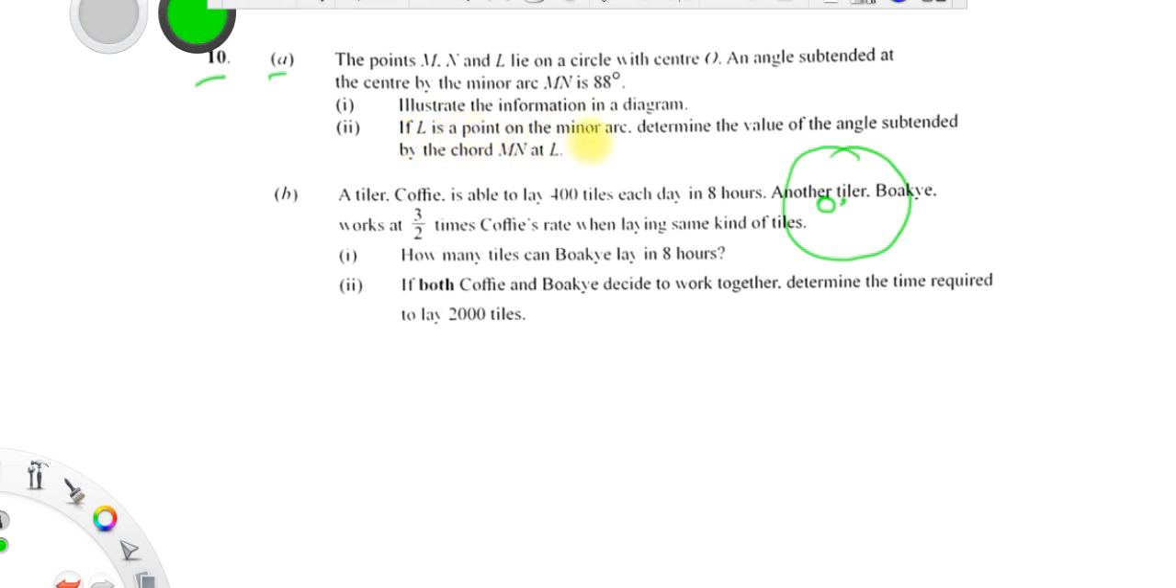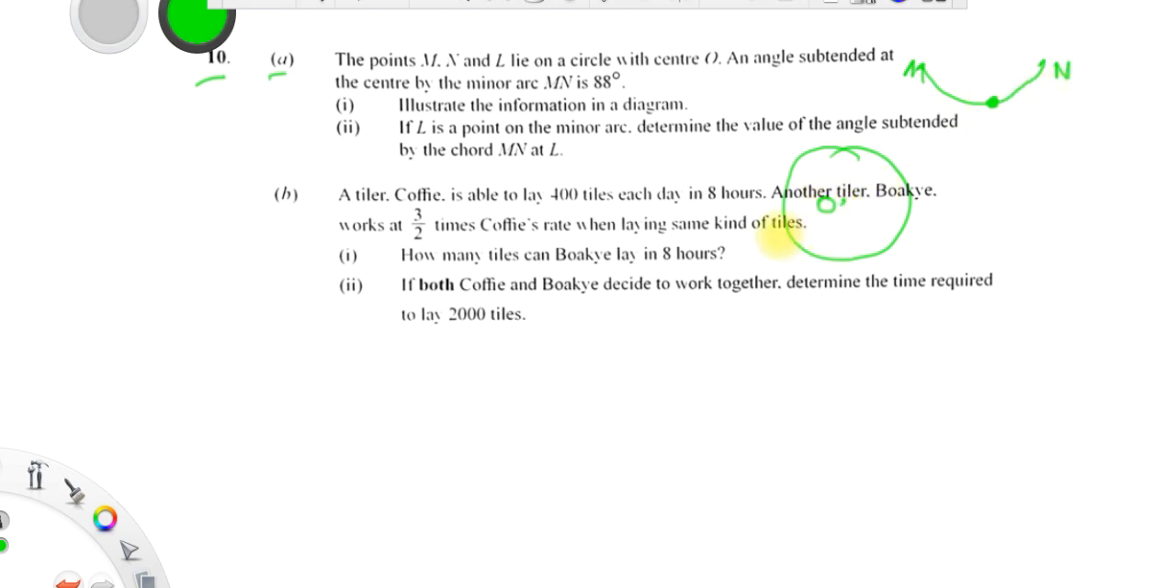But come and look at part (ii): if L is a point on the minor arc. This should give you a clue of how to illustrate the information on the diagram. So L is a point on the minor arc. I hope you know what an arc is. If you have M here and N here, then L is a point on the arc, so L has to come somewhere in between M and N. That's where L is supposed to come.